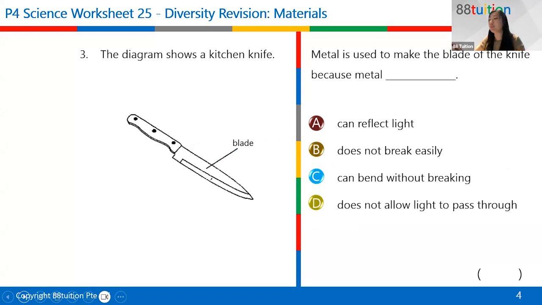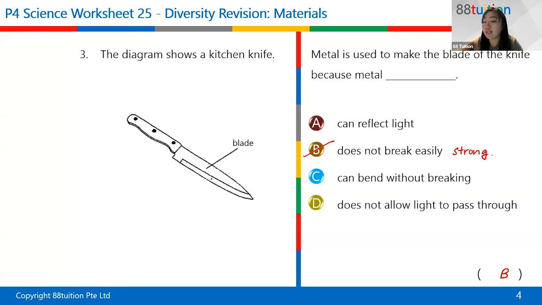The diagram shows a kitchen knife. Metal is used to make the blade of the knife because metal what? Yes, Ivan? Metal does not break easily. Very good. That's B. Well done. Does not break easily suggests that the metal is strong. The adjective to describe it is strong.